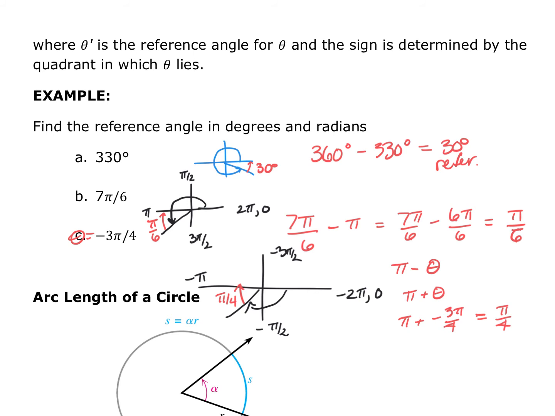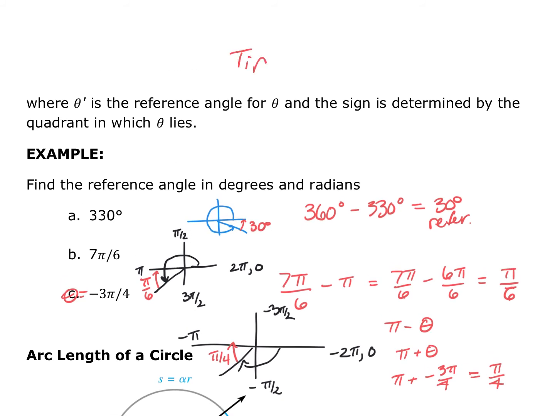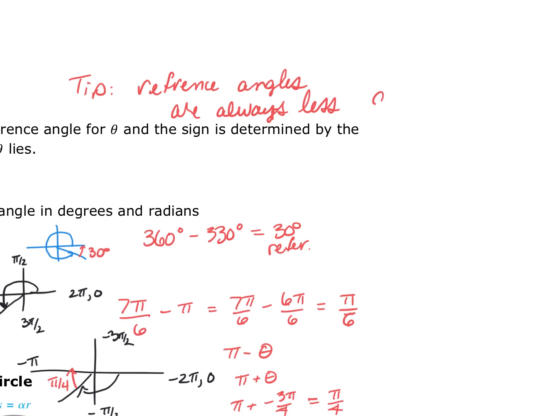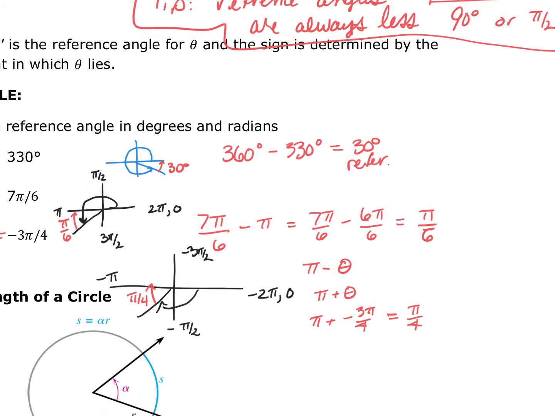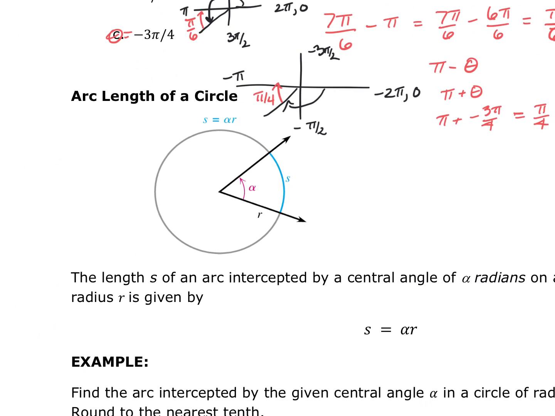And here's a little tip. Here's your tip. Reference angles are always less than 90 degrees or pi over 2. This is always true. So if you come up with a reference angle that is bigger than pi over 2 or bigger than 90 degrees, if you're in degrees, you made a mistake somewhere because they're always less than 90 degrees or pi over 2.